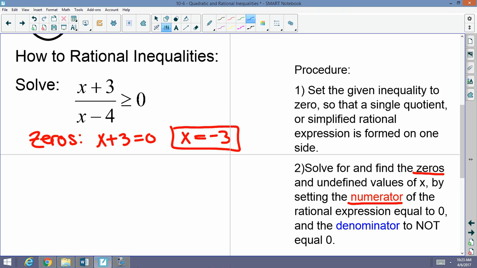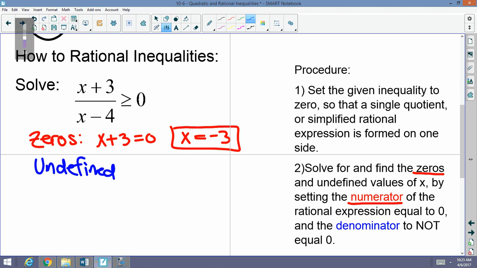Next thing you're going to do is set the denominator not equal to 0. Why do you think, for the undefined or restrictive values here, I have to set the denominator not equal to 0? Why do you think not equal to 0? Because if you set it equal to 0, then you would have a 0 in the denominator, and you cannot have a 0 in the denominator. Thank you very much. It's illegal. You just can't do it. Whenever you have a 0 in the denominator, it's undefined.